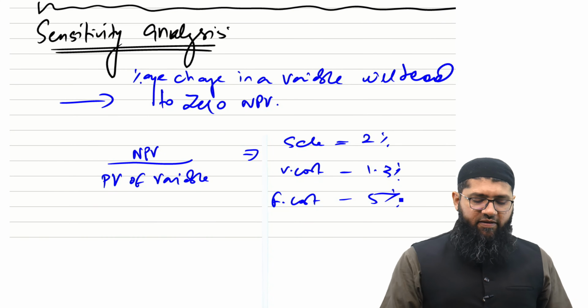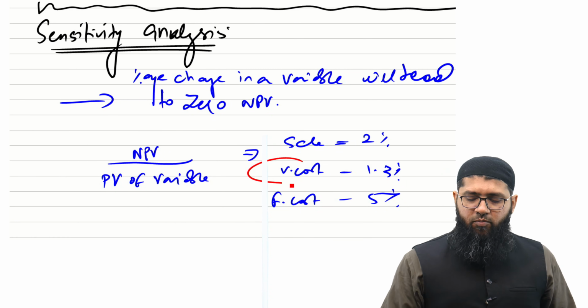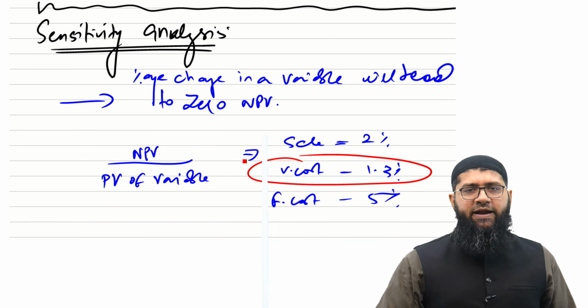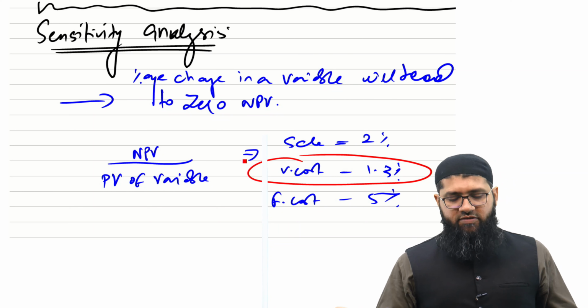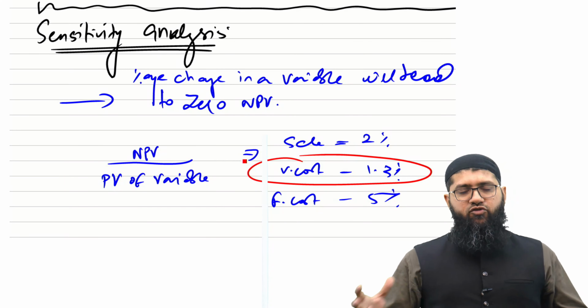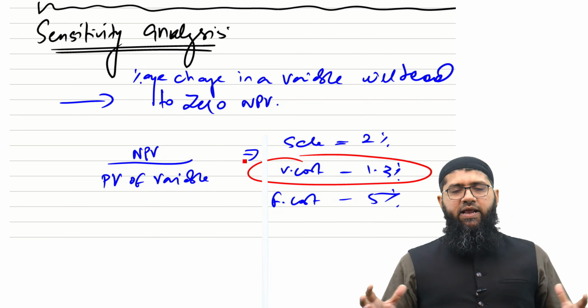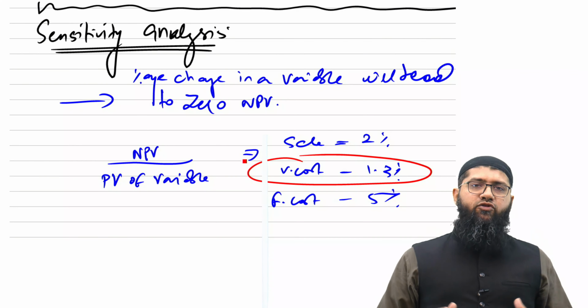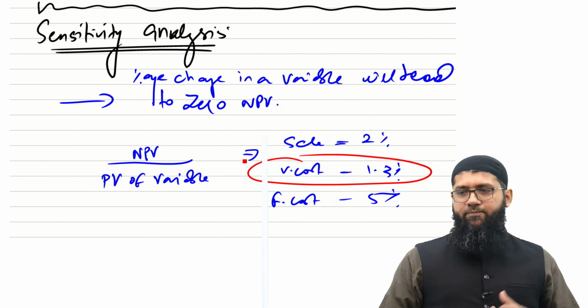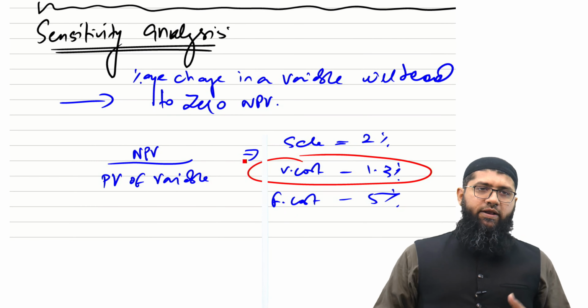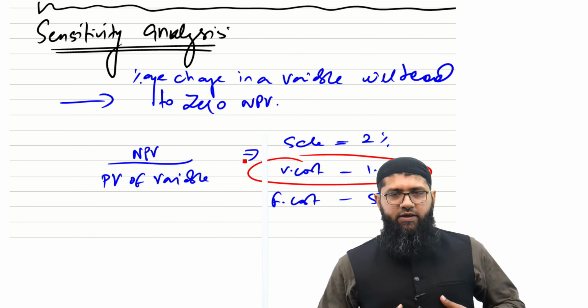On the basis of this, you would say that the smallest change in the variable cost would lead to zero NPV. This is the most sensitive variable, and as an entity we should be concerned about it, we should focus on it, and we should make sure that we control it. So basically that's another aspect of investment appraisal.